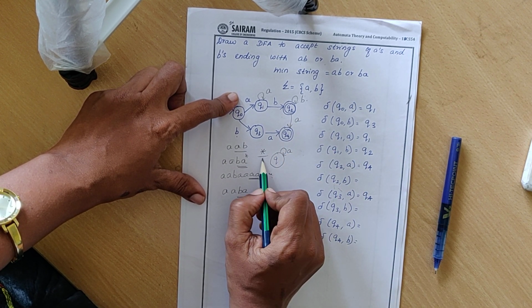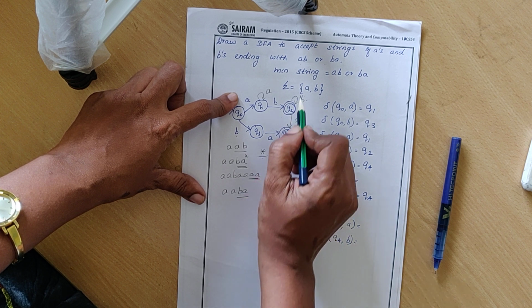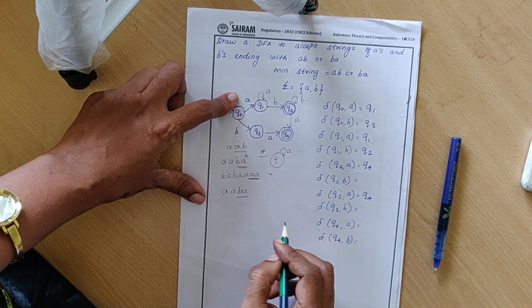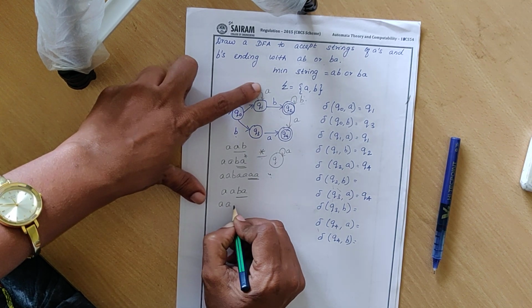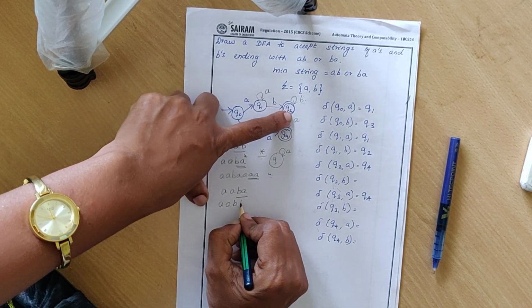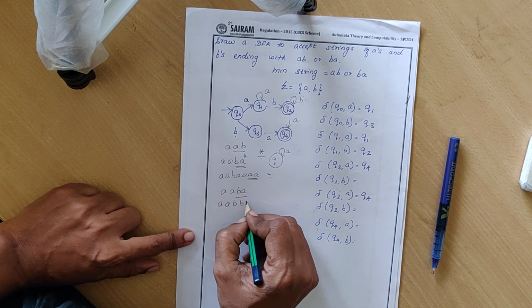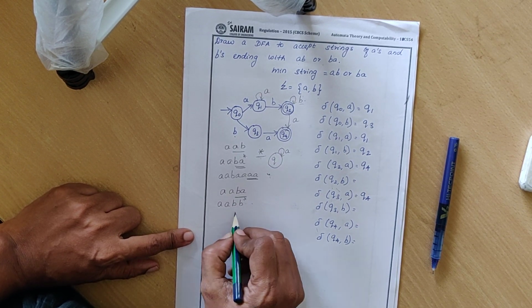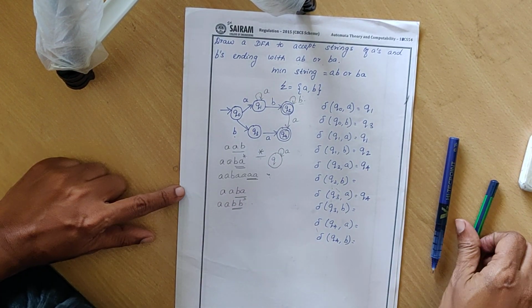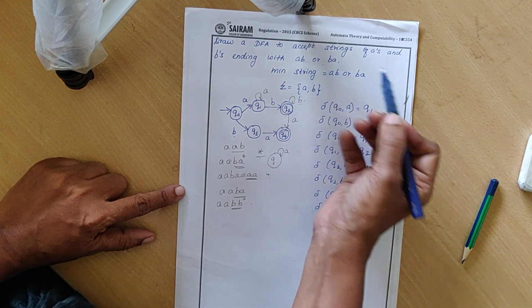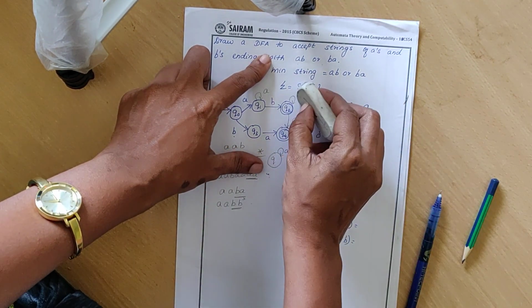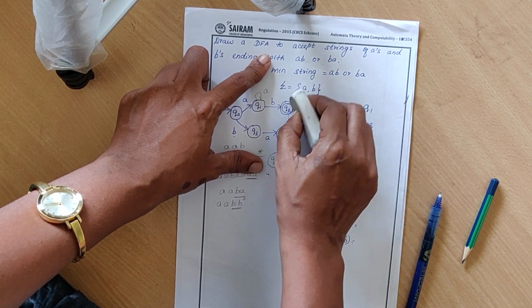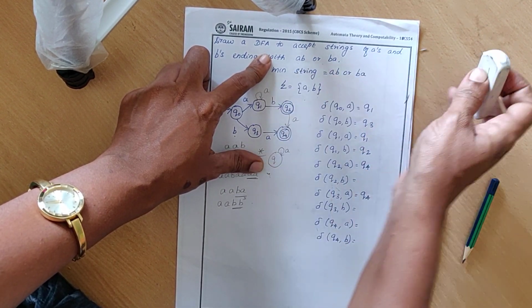Star is the repetition operator, that is, I can have more occurrences of this character. So what will be my string? A, B, B. I can have any number of B's, so it is not ending with the condition AB or BA. So this marking is not correct, and I have to move to the previous state.